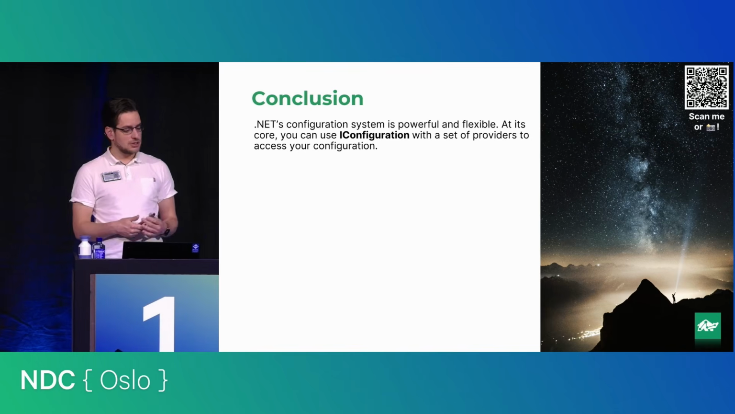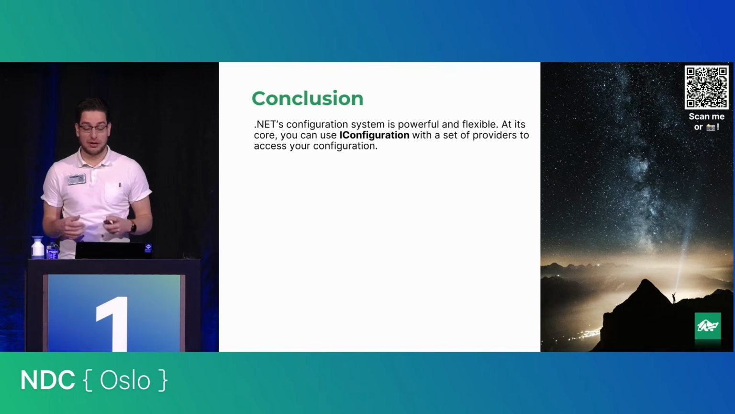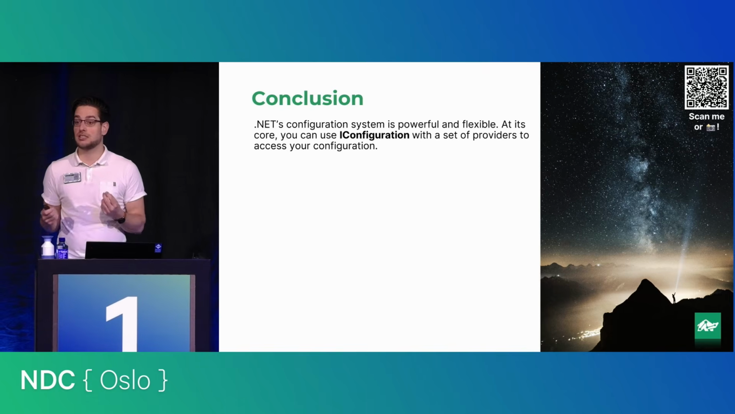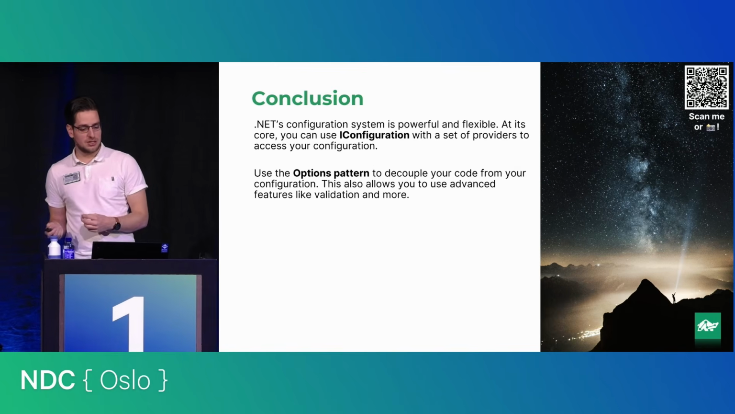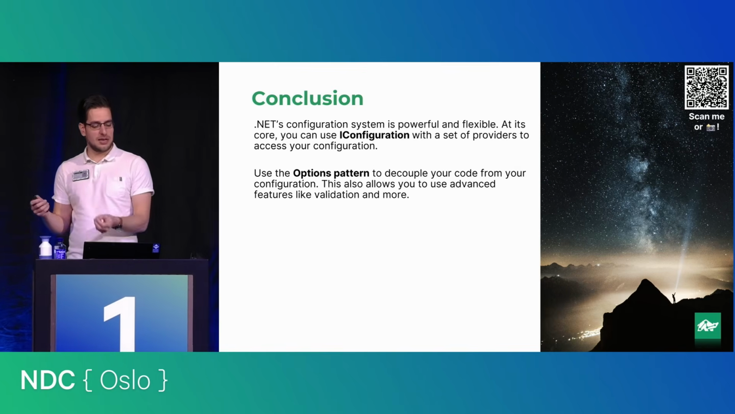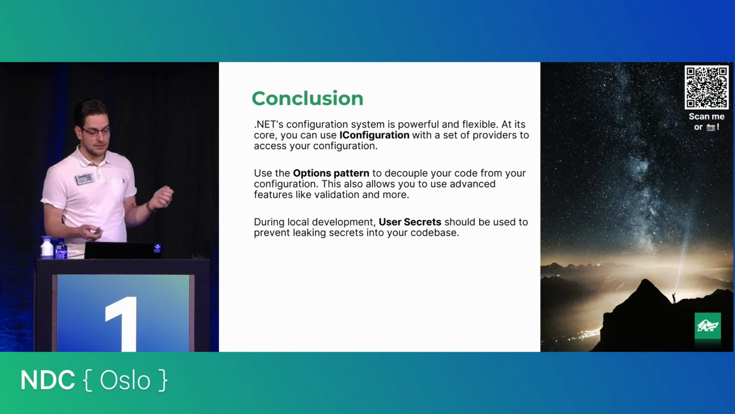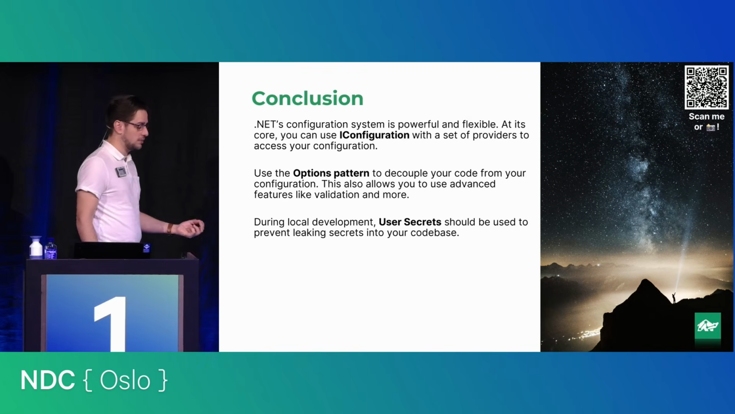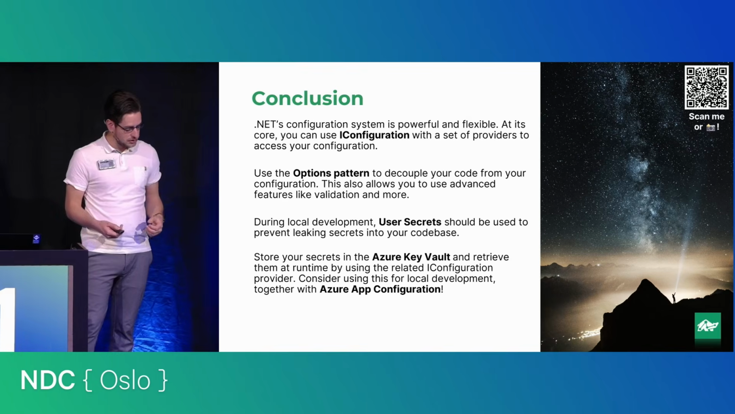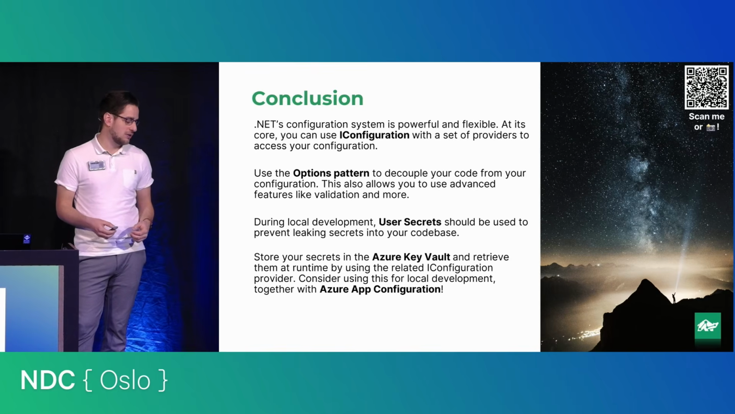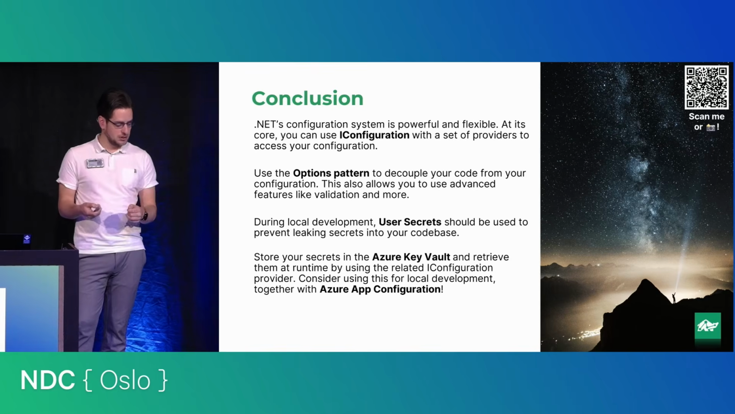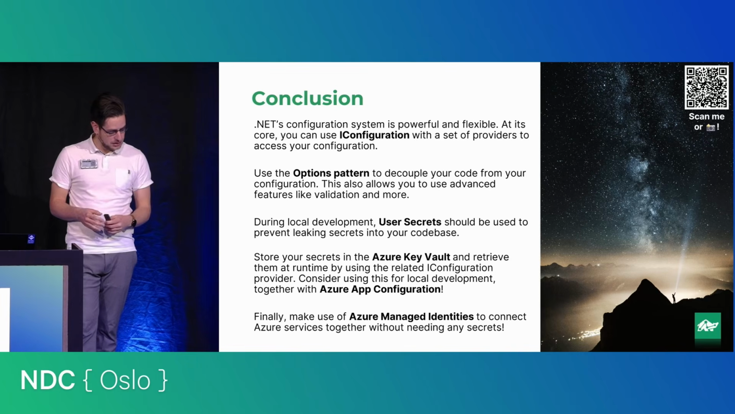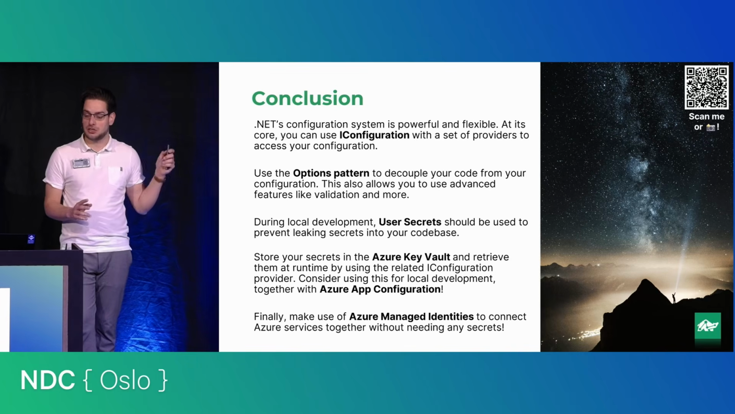It's really cool. So .NET's configuration system is powerful and very flexible. At its core, you can use IConfiguration with a set of providers to access your configuration. Use the options pattern to decouple your code from your configuration. This also allows you to use advanced features like validation and more. During local development, user secrets should be used to prevent leaking secrets into your code base. Store your secrets in the Azure Key Vault and retrieve them at runtime by using the related IConfiguration provider. Consider using this for local development too, together with Azure App Configuration. And finally, make use of Azure Managed Identities to connect Azure services together without needing any secrets at all.